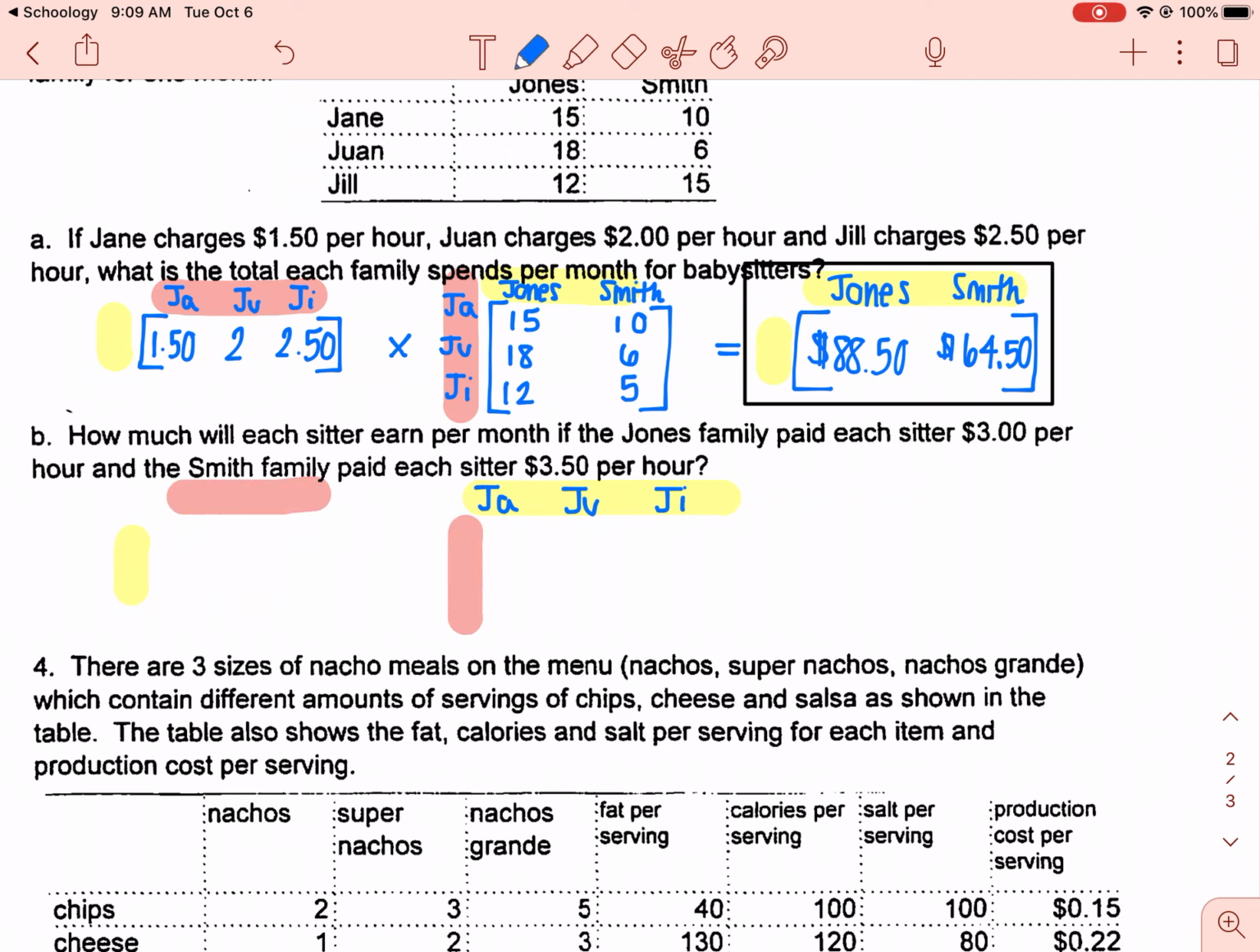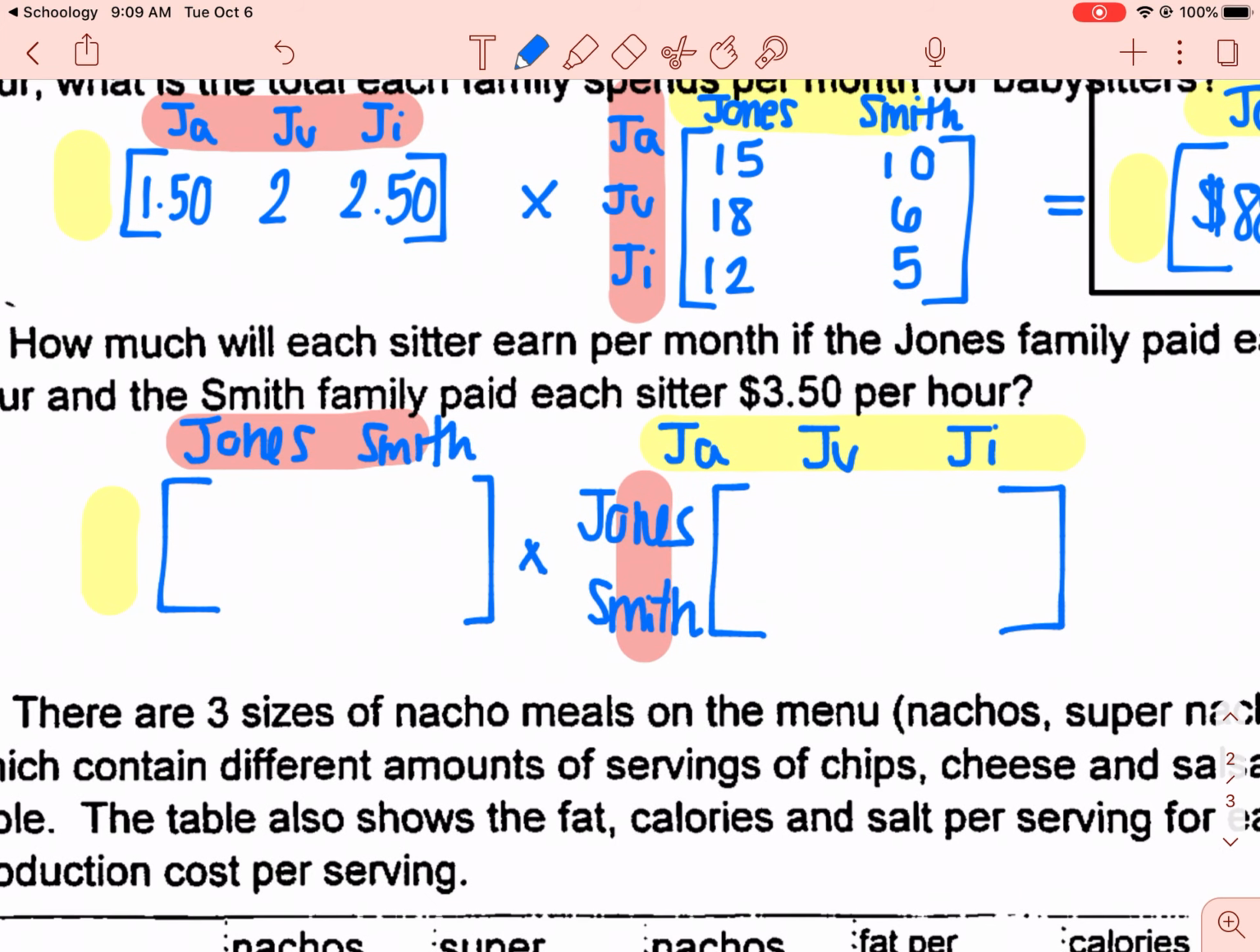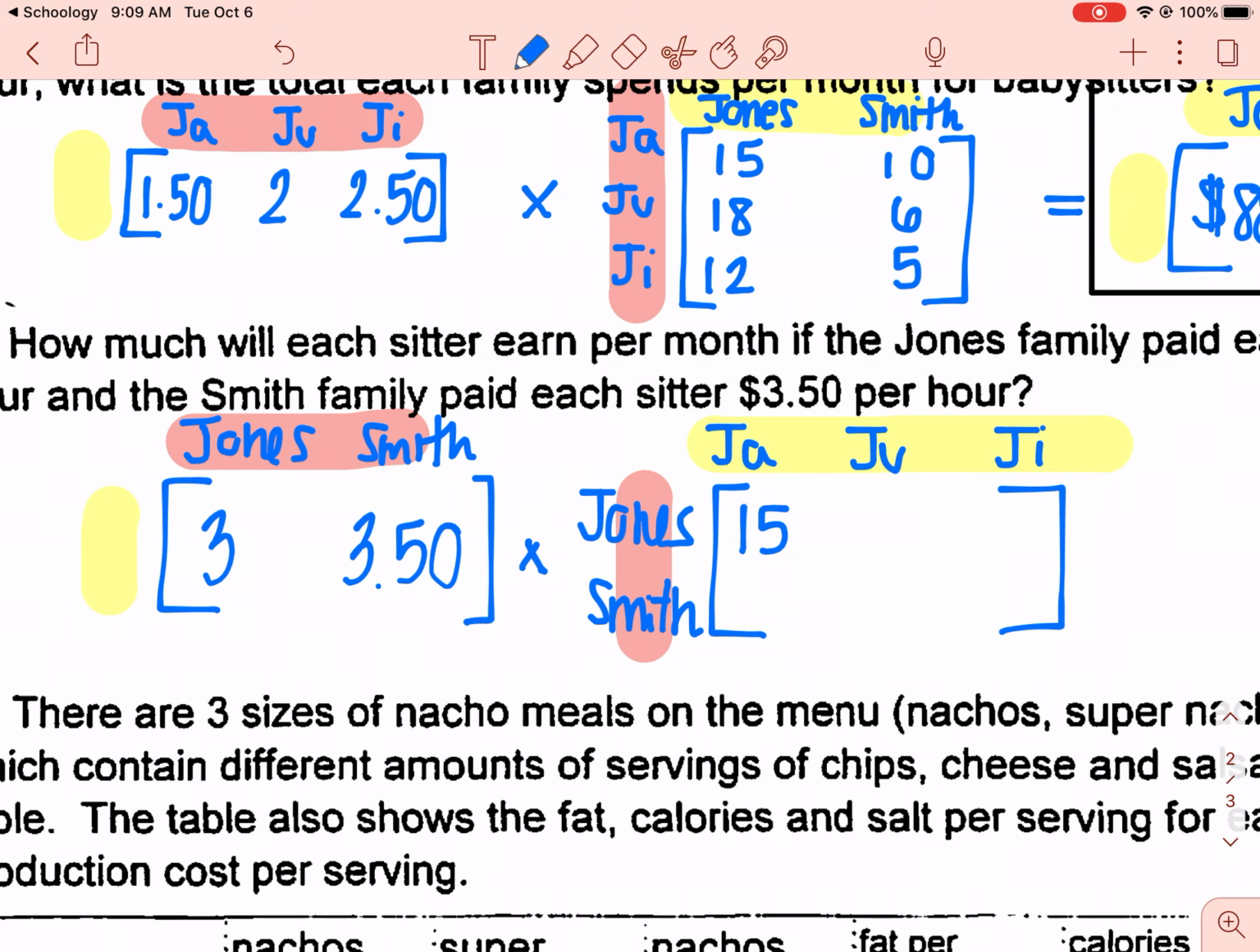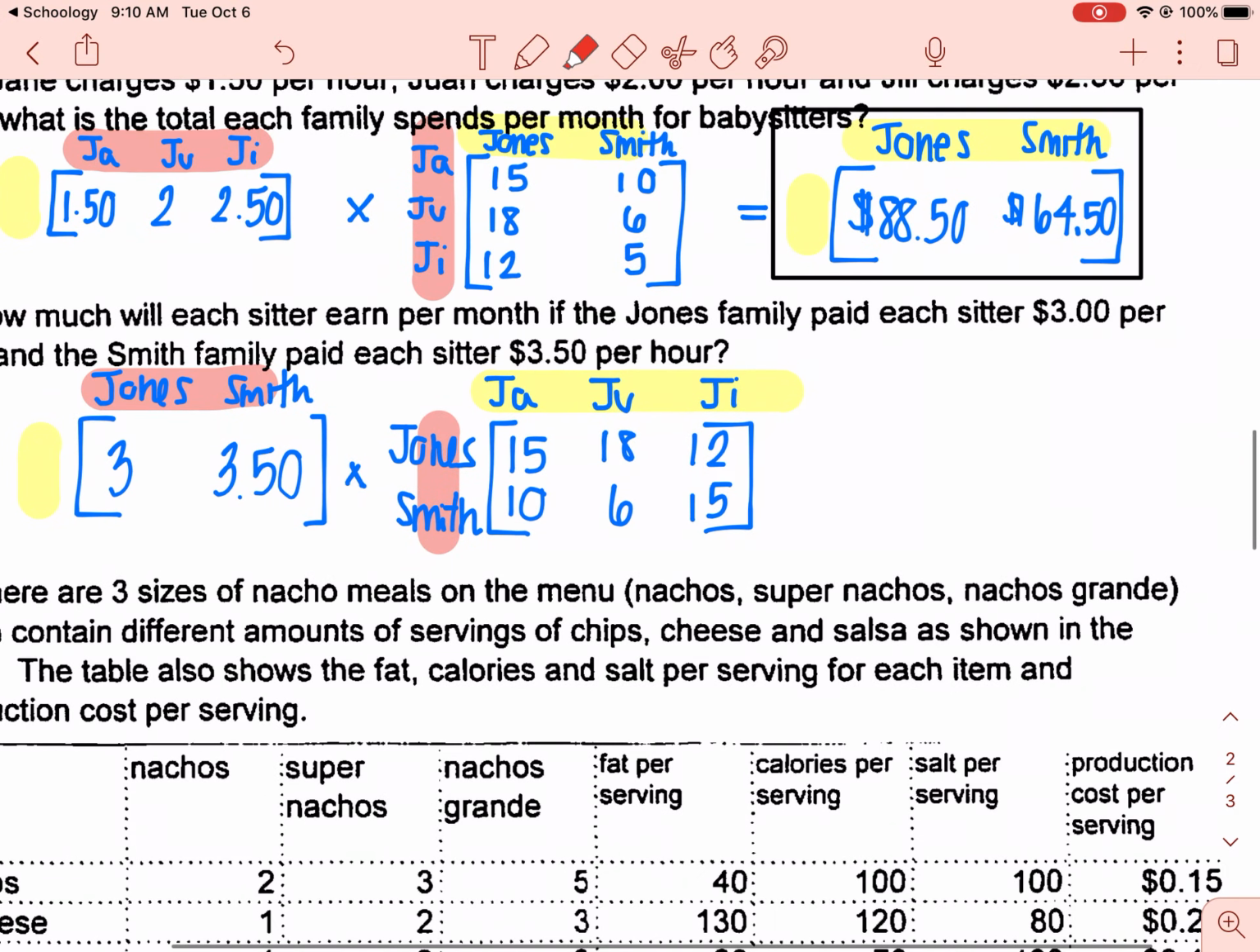So the families will go here and here, which this is the Jones, Smith, and it needs to match here. Jones, Smith. Again, this is one option. So if you like a different way, that's fine with me. I'm not going to be offended. Let's make sure we fill in the table properly. Jones pays each person $3. Smith pays each one $3.50. I'm going to move this over so it kind of fits better with my label. Sorry about that. Fill in this chart. Jones with Jane, 18, 12, 10, 6, 15. So in the end, when you multiply those, you're going to end with money per babysitter.